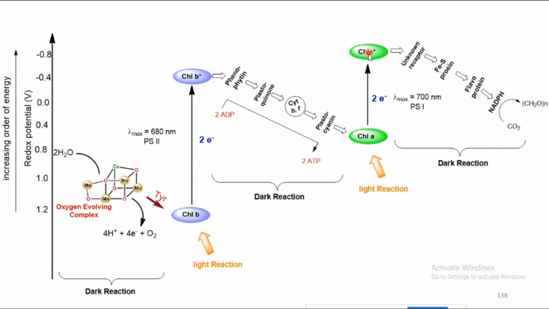இந்த சைட்ல பார்த்தோம்னா என்ன? Chlorophyll A will be excited and it will transfer the energy to an unknown receptor. This receptor will transfer the electron to the iron sulfur protein. As we have said already, the plastocyanin is a copper containing electron transfer protein, whereas iron sulfur protein is an iron containing electron transfer protein, and flavoprotein is there. Flavoprotein to NADPH, there is the redox partner which will transfer the electron to the carbon dioxide, and carbon dioxide will be reduced to carbohydrate.